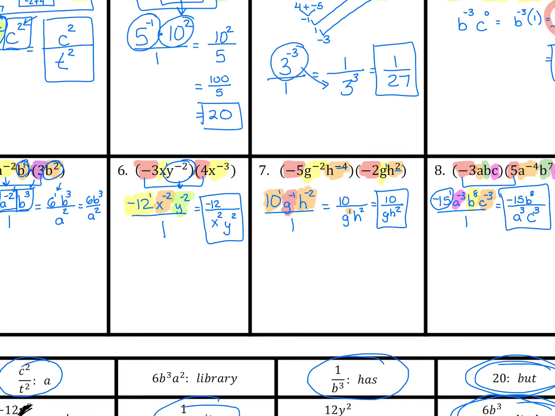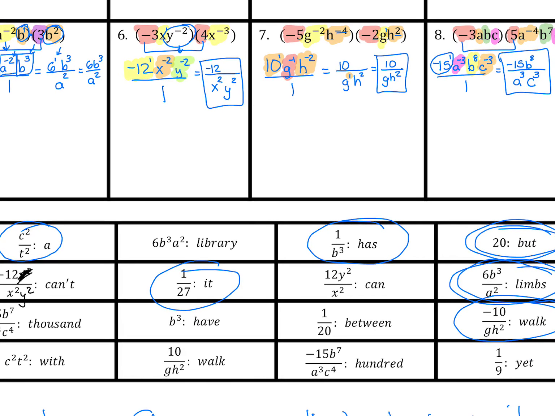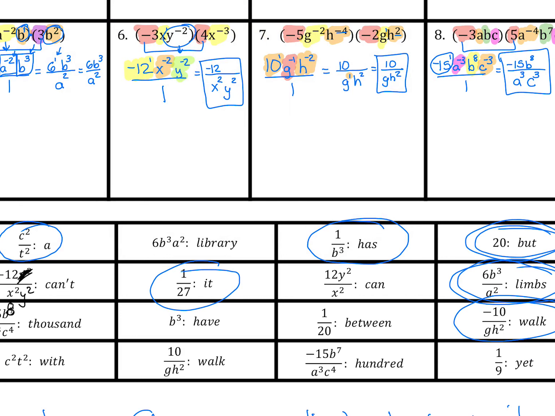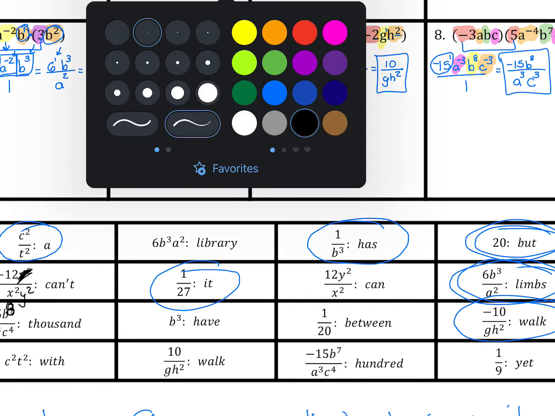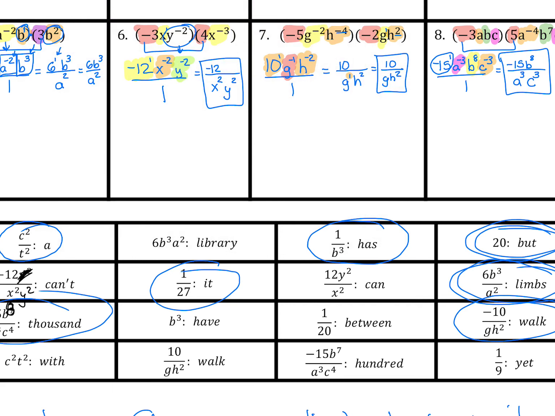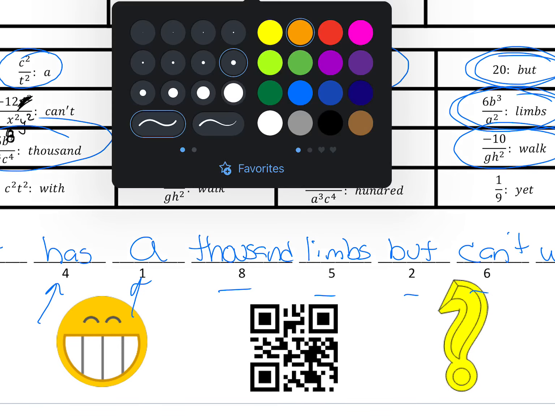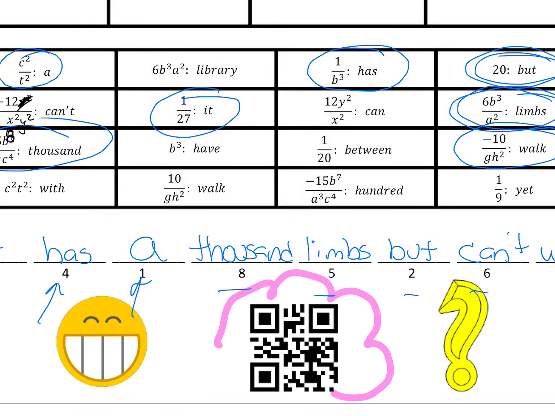Our last and final clue is negative 15 b to the eighth over a cubed c cubed, and this is another one of those situations where you have the correct one, but I don't. Which means we have right here, 1,000. So it has 1,000 limbs, but can't walk. What could that be? I don't know. You tell me. Scan the QR code to figure it out.